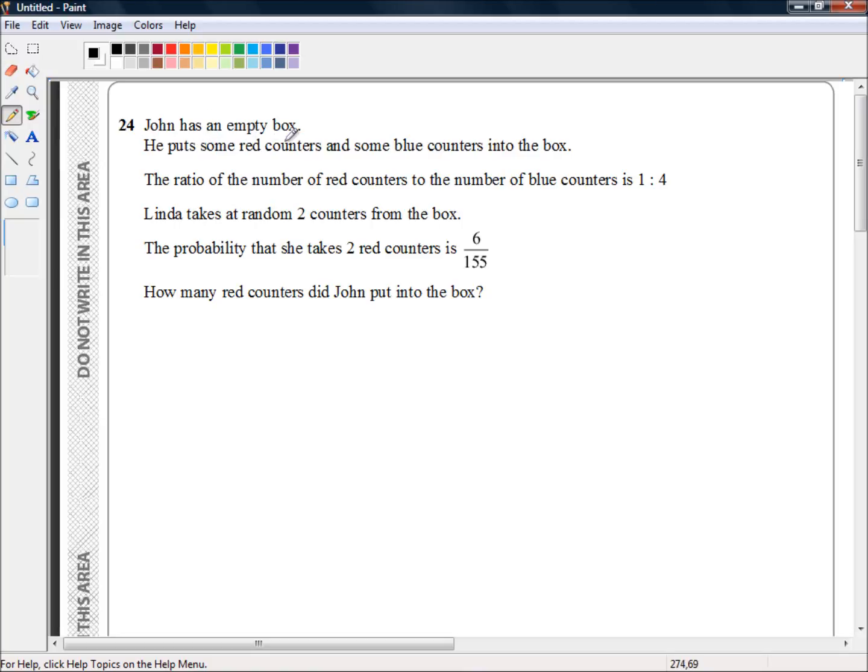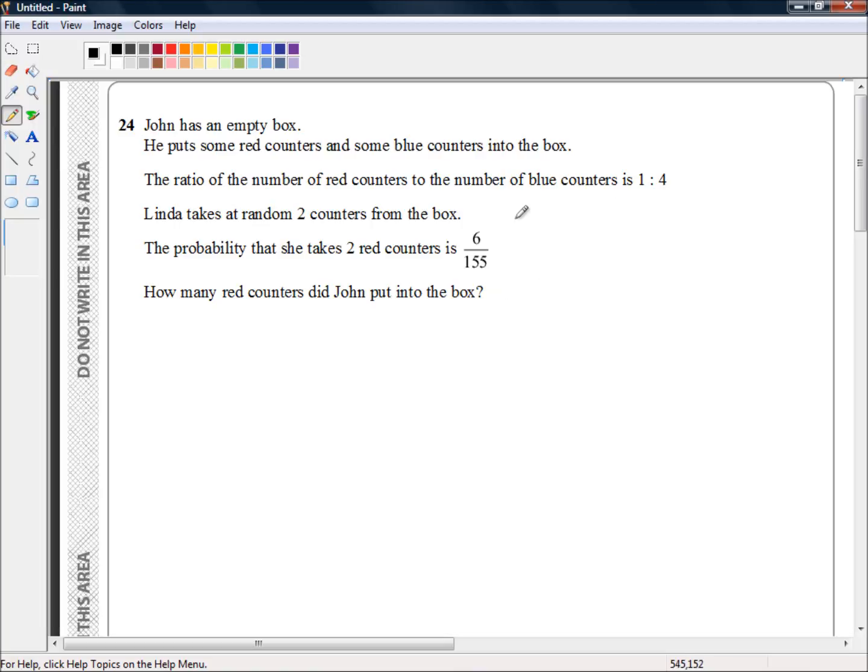John has an empty box. He puts some red counters and some blue counters into the box. The ratio of the number of red counters to the number of blue counters is 1:4. That means that there's one red counter for every 5 counters. Linda takes at random 2 counters from the box. The probability that she takes 2 red counters is 6 in 155. How many red counters did John put in the box?